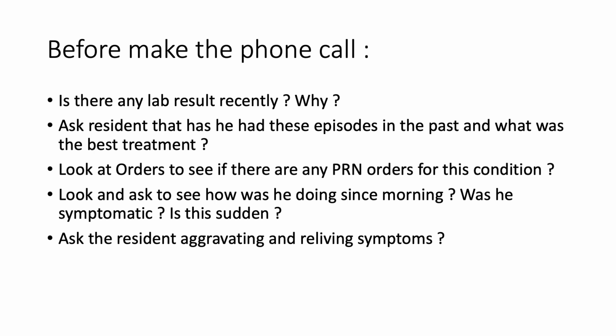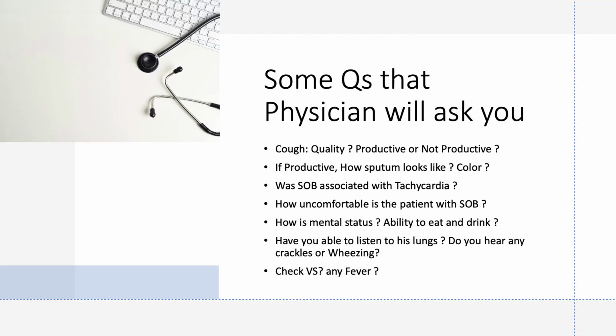A lot of times there are PRN orders. For example, there is a nebulizer order, albuterol, ipratropium nebulizer, in the order as a PRN, but we don't notice that. If there's a PRN order, go ahead, start the treatment. Look and see how the patient was in the last shift. Was the patient symptomatic? Again, we talk about onset. We talk about when the symptoms started, how it started, and ask the patient what makes it worse, what makes it better.